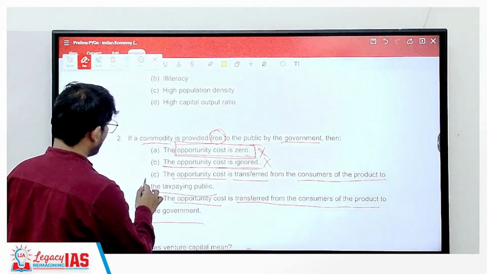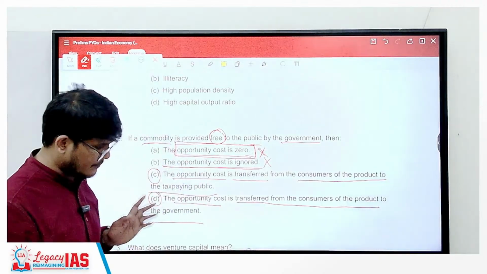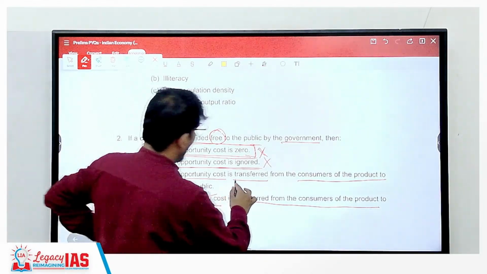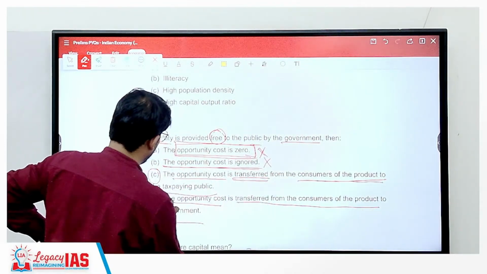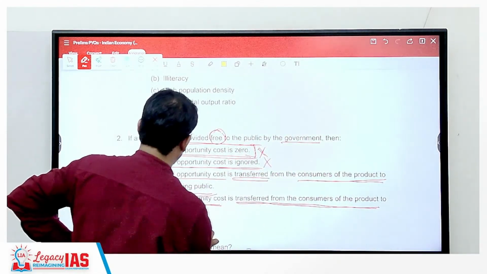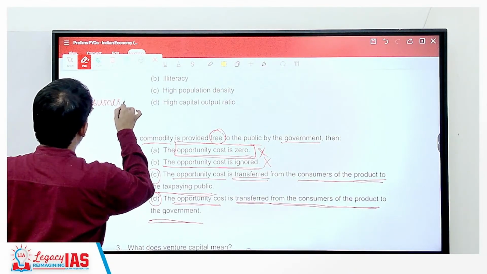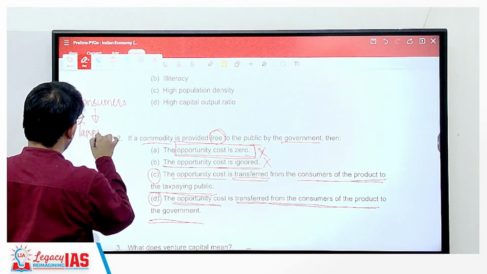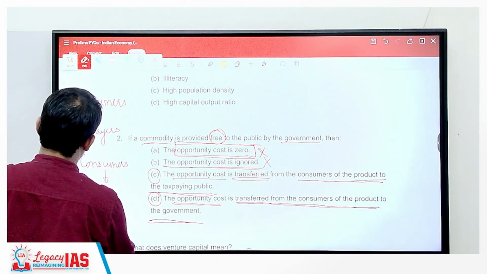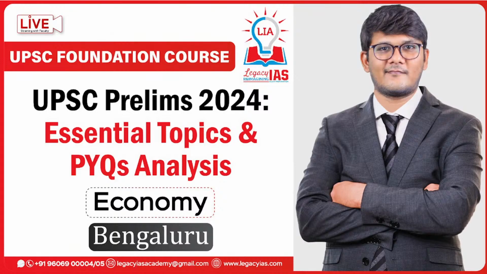Now, one of the options is correct. Either C is correct, or D is correct. We have already established opportunity cost is there. Okay, you are losing some cost. So, opportunity cost is there. Now, is the opportunity cost transferred from the consumers of the product to the taxpayers, or is it transferred from the consumers of the product to the government? Either of these options will be correct.